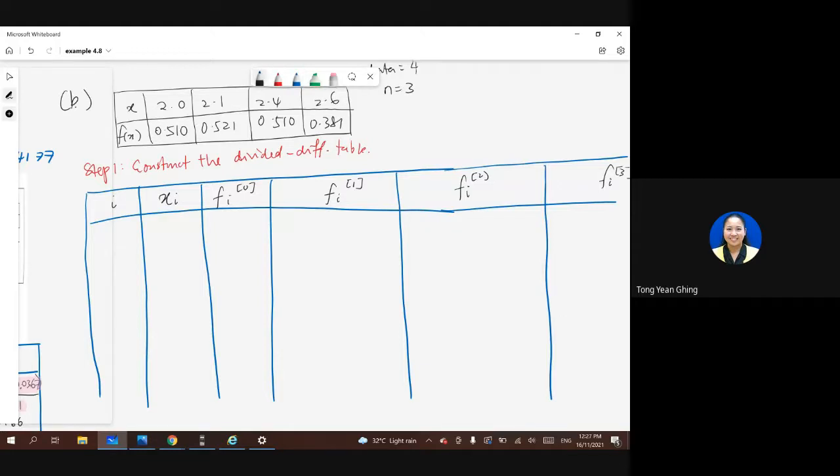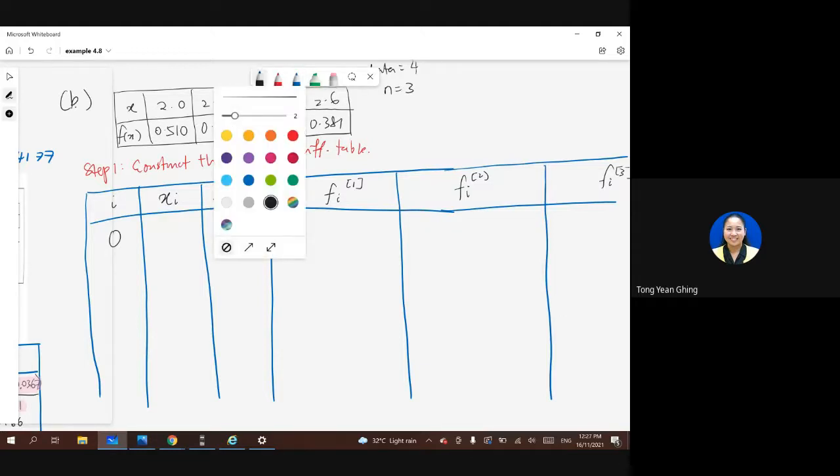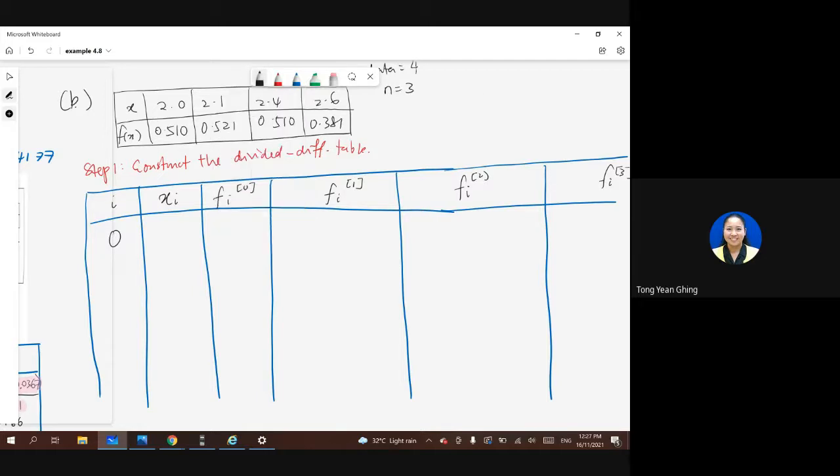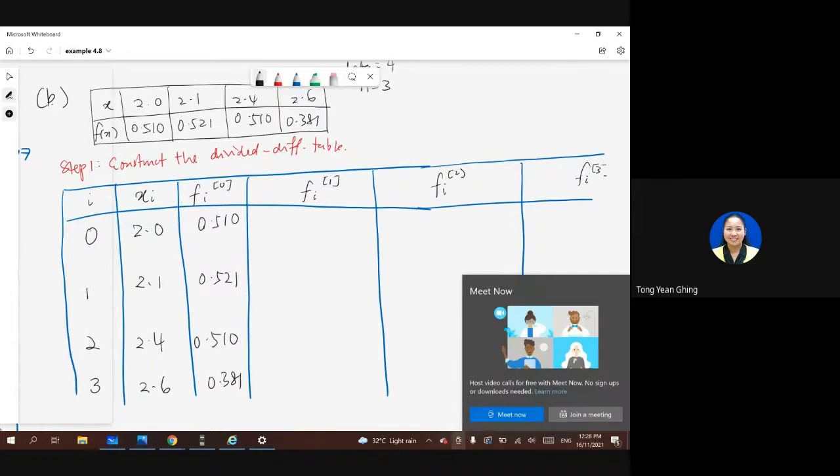Okay. Start from 0. x0 is 2.0, f0 is 0.510. Then x1 is 2.1, 0.521. x2 is 2.4, 0.510. And then x3 is 2.6, 0.381. So we will consider, start with this one.